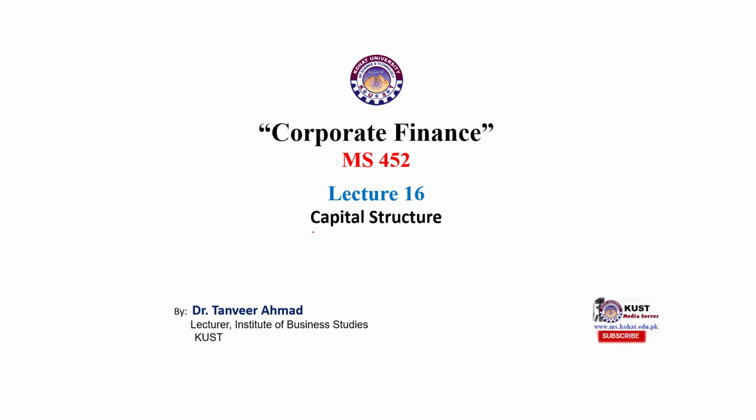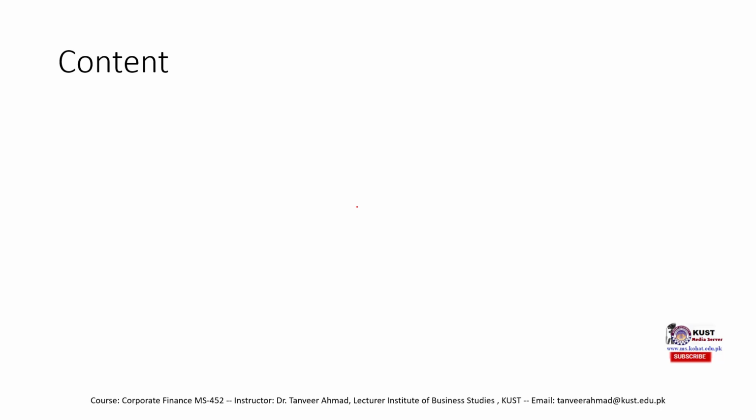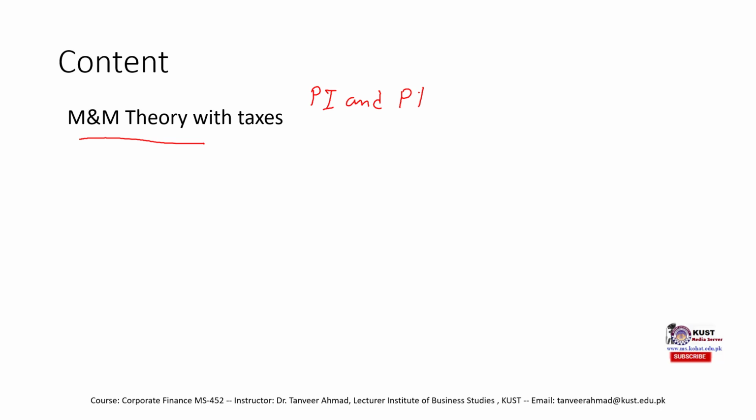We are continuing our discussion on the topic of capital structure. In the previous lecture we discussed the Miller and Modigliani theory without taxes, proposition 1 and proposition 2 without taxes. In this lecture we are going to discuss the Miller and Modigliani theory with taxes.